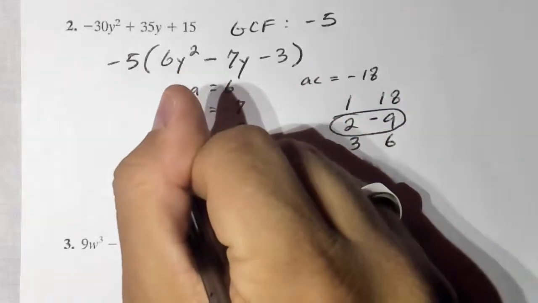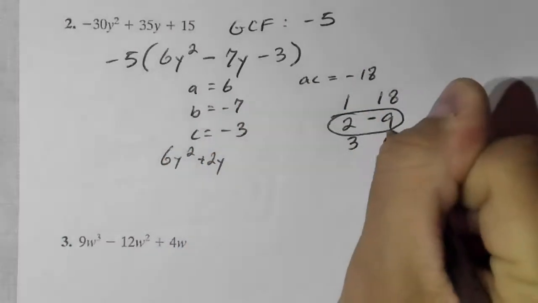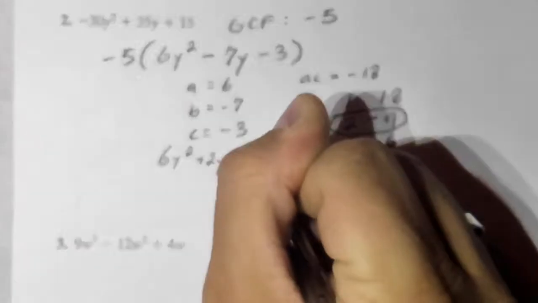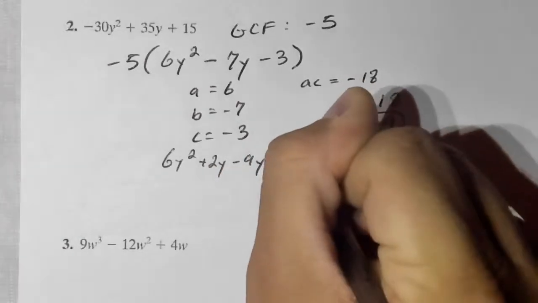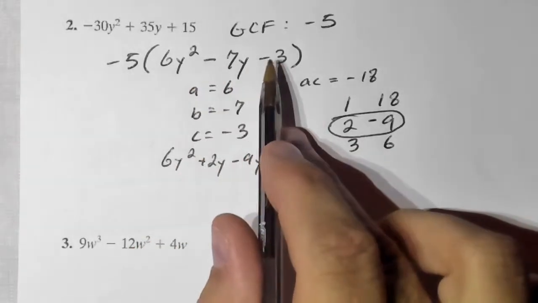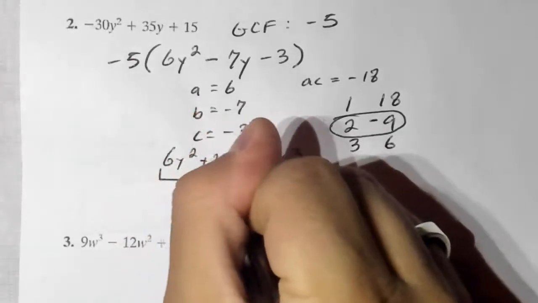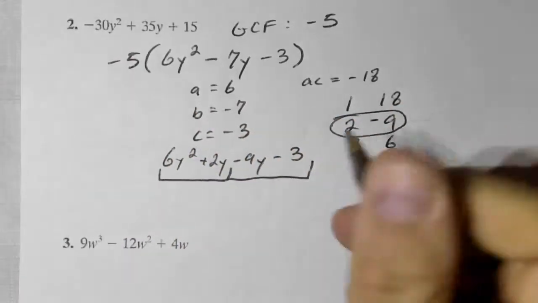So we are going to write 6y squared. This 2 becomes plus 2y. This negative 9 becomes minus 9y, and then we follow along with the negative 3 for our trinomial. So this 3-term trinomial splits into a 4-term polynomial, and now we go straight into factoring by grouping.